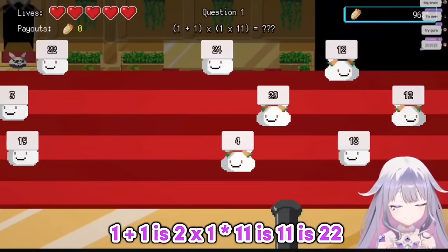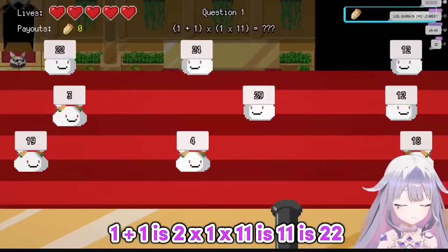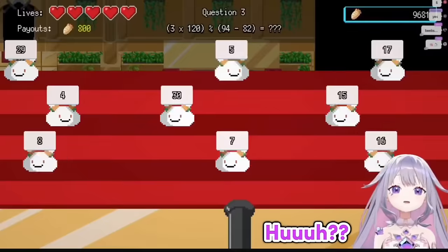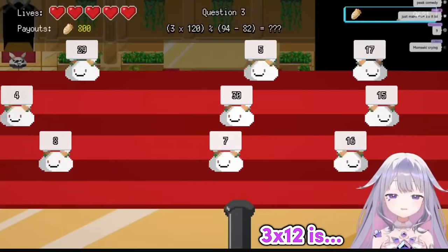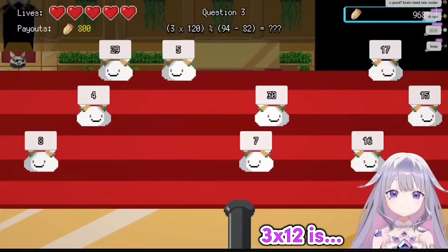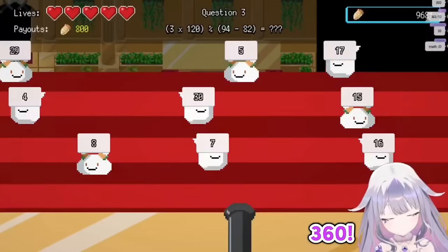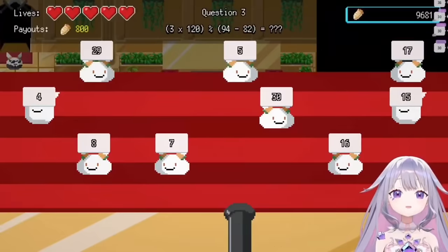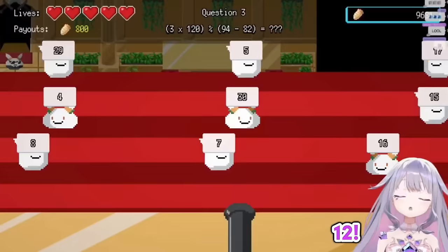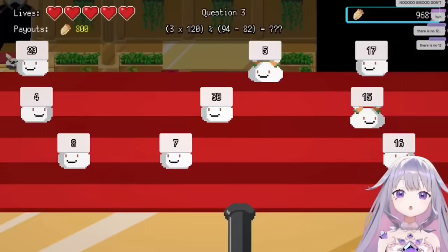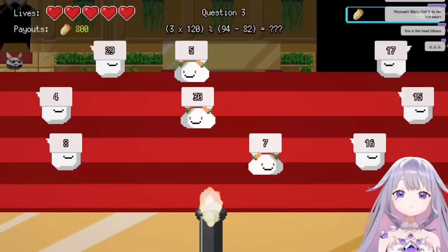1 plus 1 is 2 times 1 times 11 is 11. It's 22. Where you go? Hey! There we go. Okay. 3 times 1, 23 times 12 is 360 divided by half 12 is 12. It's 3. The answer is 3. No. No, it's not. Hold on. 360. Huh? I confused myself. 30. Okay.